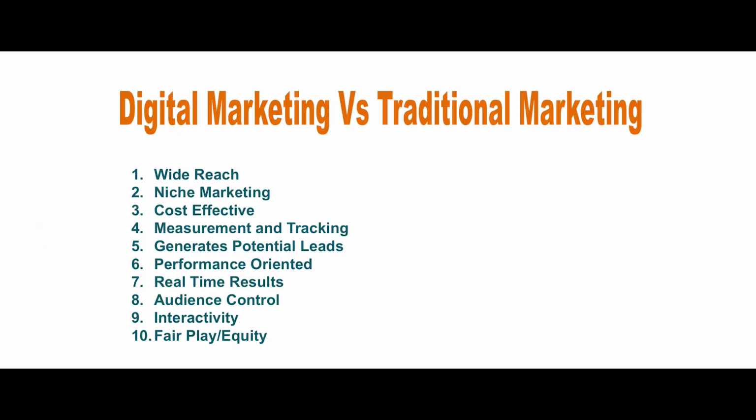Following are the points on the basis of which we will try to compare digital marketing with traditional marketing. And these points are wide reach, niche marketing, cost effective, measurement and tracking, generates potential leads, performance oriented, real-time results, audience control, interactivity, fair play or equity. These points also depict the significance of digital marketing.